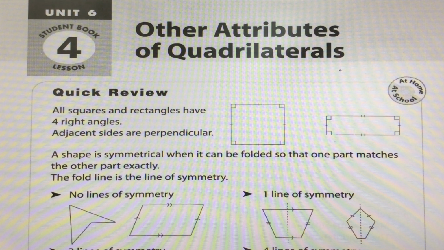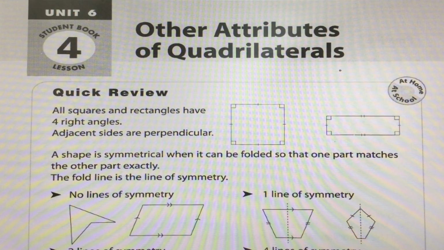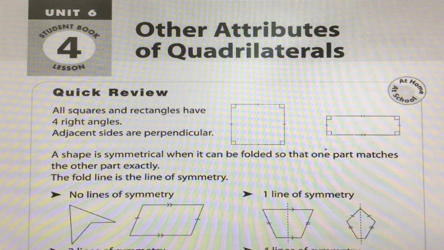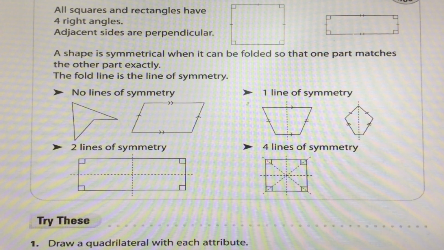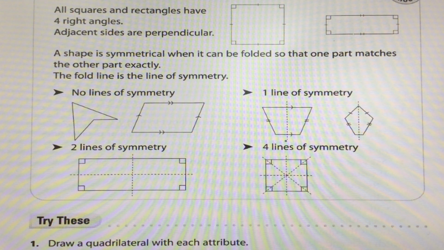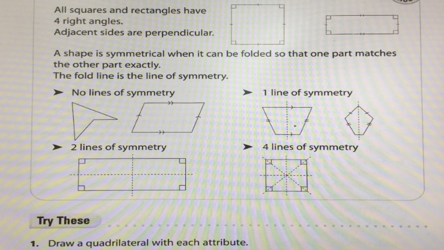Lesson 4 in Unit 6 talks about other attributes of quadrilaterals, and we're going to introduce the term symmetry. Symmetry is very easy to think about because if we fold something in half, do both sides look the same? So here, in this trapezoid shape, we have a line of symmetry because if we fold it in half or cut it in half right there, this side is a mirrored image of this side.